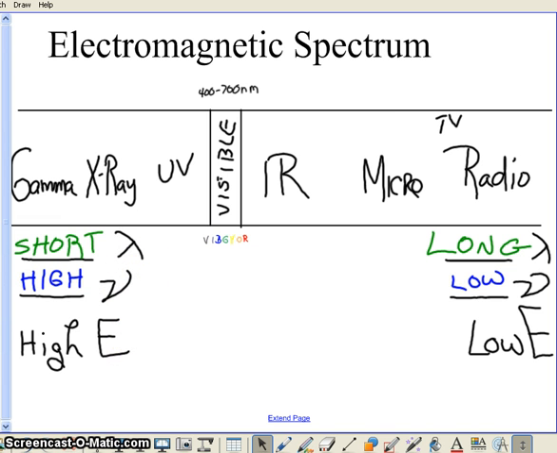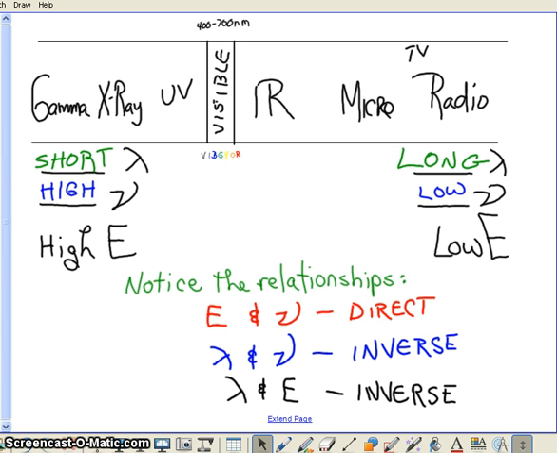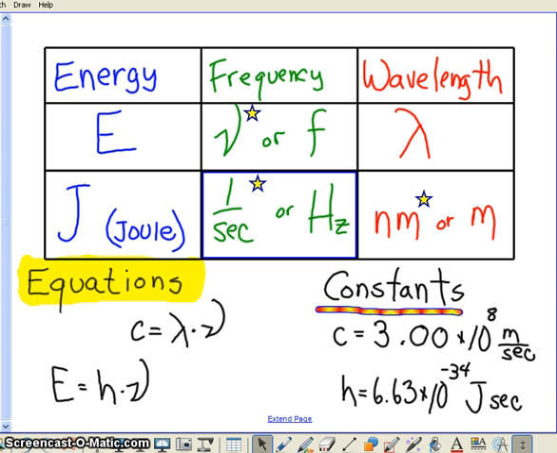wavelength, and energy. This relationship, as summarized here, talks about the fact that energy and frequency are directly related, whereas wavelength and frequency and wavelength and energy are inversely related. The table you see summarizes some of the symbols and the units that we will use on your quiz.